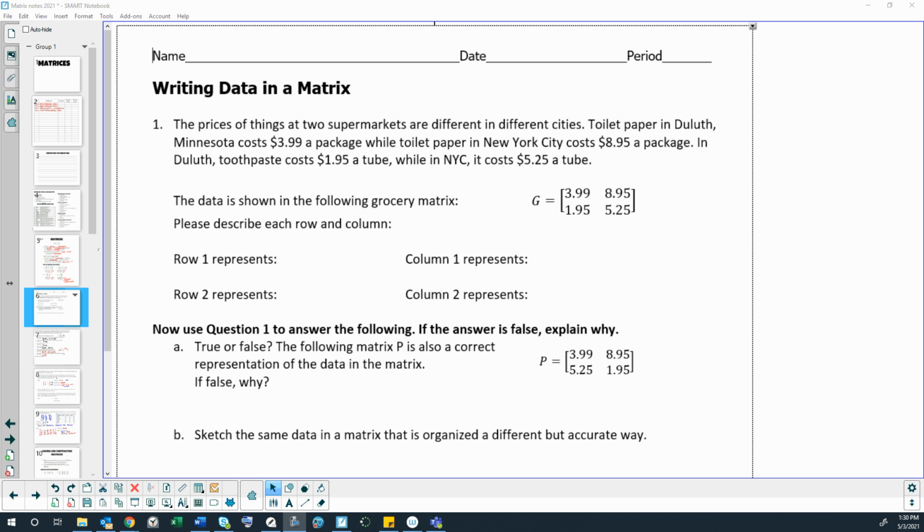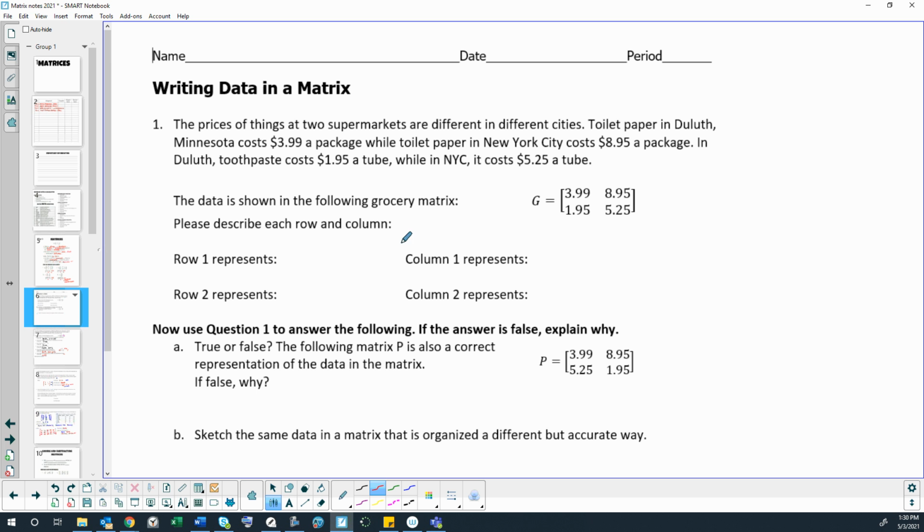The prices of things at 2 supermarkets are different in different cities. Toilet paper in Duluth, Minnesota costs $3.99 a package, while toilet paper in New York City costs $8.95 a package. Duluth, toothpaste costs $1.95 a tube, while in New York City it costs $5.25 a tube. So let's analyze what each row and column in our matrix represents. Okay, so we have 2 different cities going on, and we have 2 different products, right?